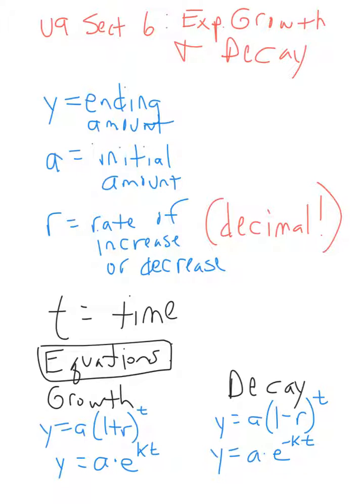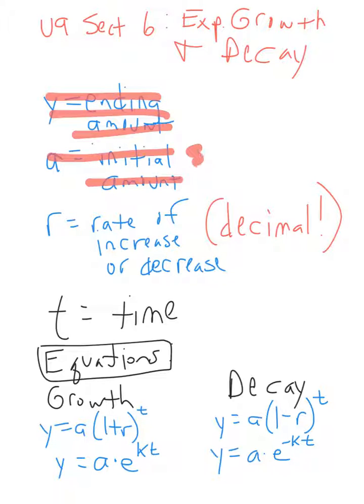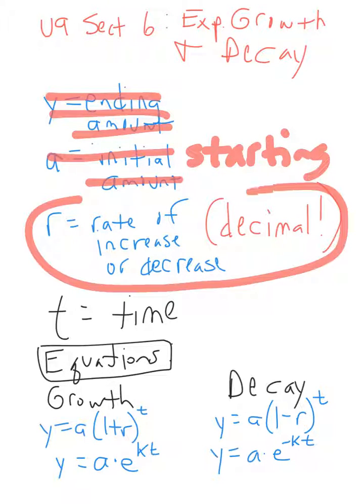Now, in these, and I have some of this stuff on your blue reference sheet, we've got some things that are going to stand for certain things when you're dealing with these word problems. So if we look right here, y will always be the ending amount. A will always be the initial amount or starting amount. R is going to be the rate of increase or decrease.